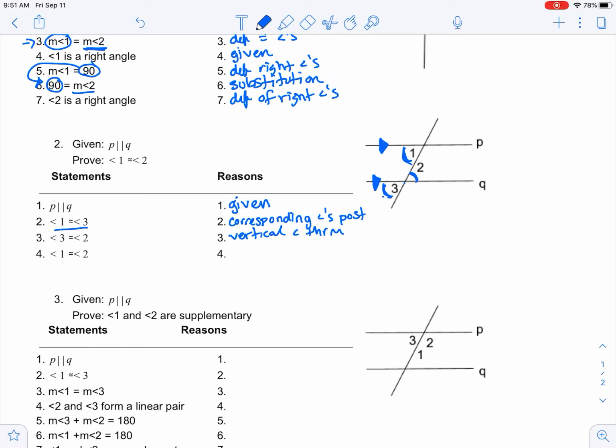So now that angle 1 is congruent to angle 3, and angle 3 is congruent to angle 2, can I now say that angle 1 and 2 are congruent? From my picture, it looks like that, but how did I jump to that? How do I go from angle 1 is congruent to angle 3 is congruent to angle 2, so then I can say angle 1 is congruent to angle 2? What's this property? Remember, angle 3 and angle 3, those are the same. So when I have 3 terms and those middle ones are the same, what are we using?